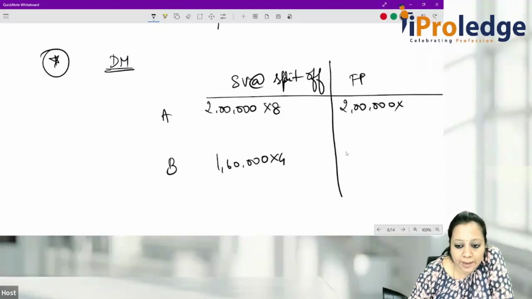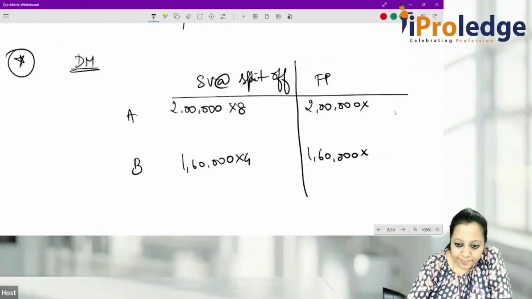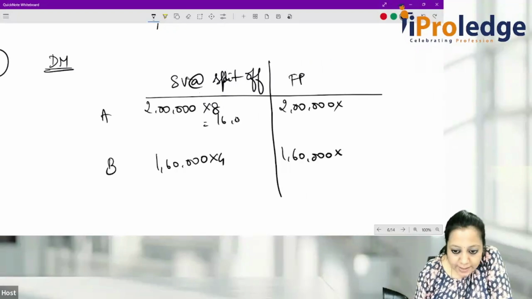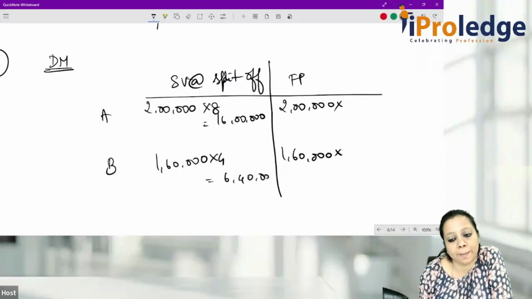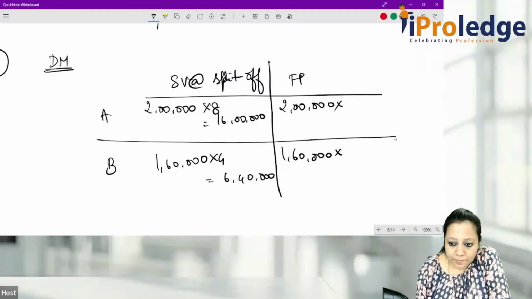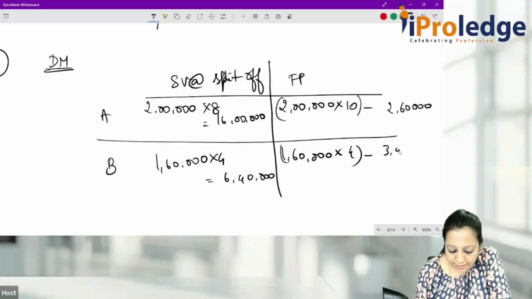You all know why it is. And we should subtract the further processing cost. That also we know. 16 lakhs, 6,40,000. Same as what we did for the basis for joint cost. So 10 and 4, right? Then minus further processing cost is 2,60,000 and 3 lakhs.